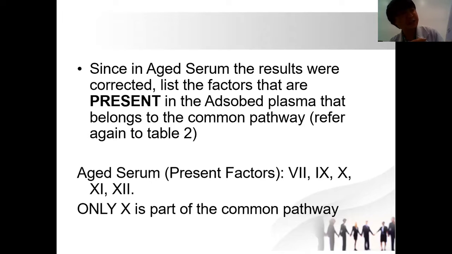Sir, 10 was repeated, 10 and 10, and also 9 and 9. So which factor is definitely what's missing in your patient? In order to simplify this, that is why I told you, remember what pathway is the problem. If both APTT and prothrombin time are problematic, then what is the pathway? Common pathway.